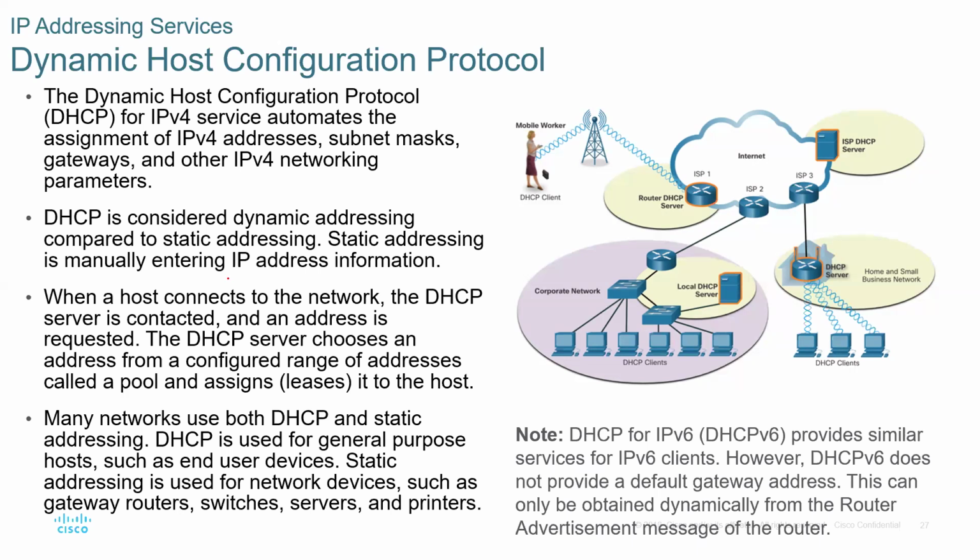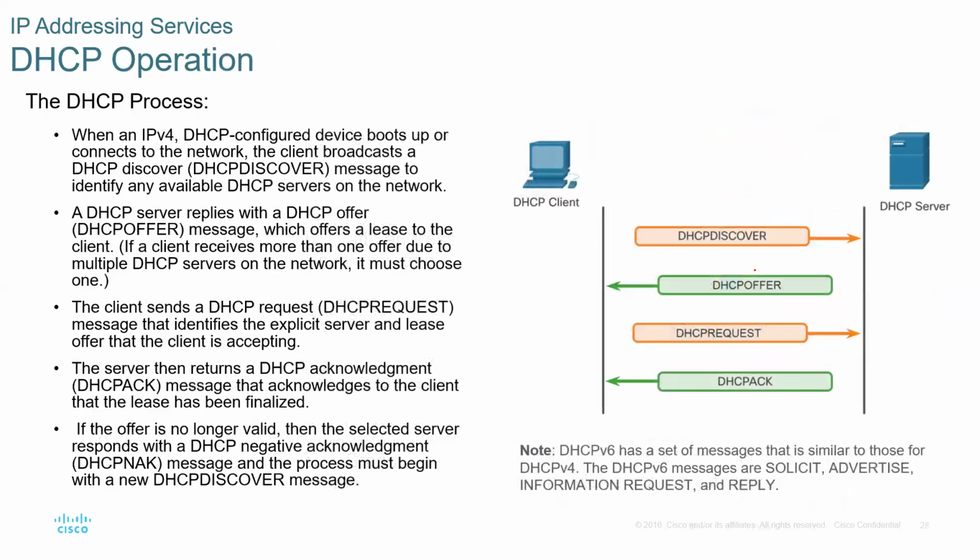So many networks use both DHCP and static. You use static in most cases where you have a DMZ, or you have your servers, or maybe you want to assign IP addresses to your routers and edge devices and things like that. Then you can use static. But for your laptops, your mobile phones, your normal user devices, you can use DHCP. So how does the DHCP work?